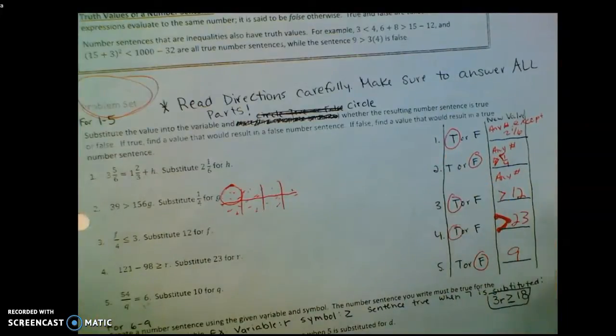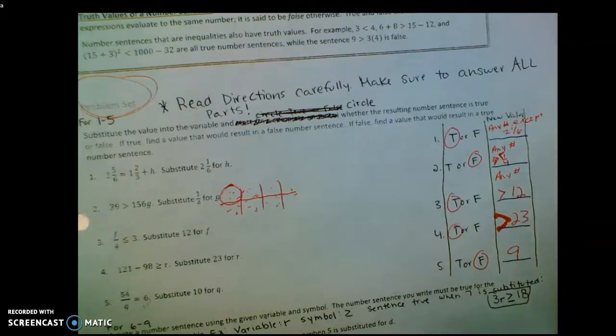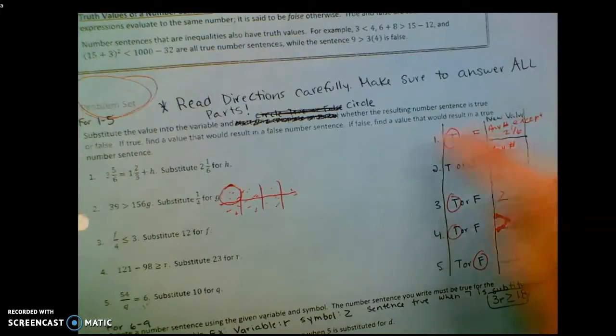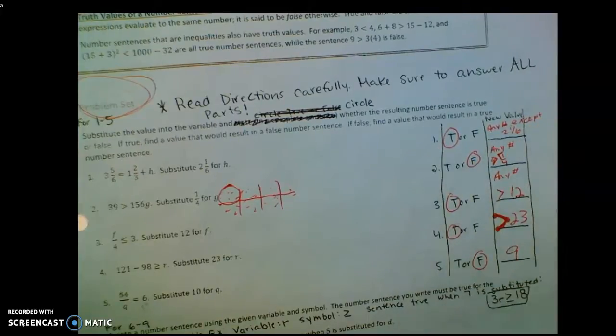So that would be true. To make it false, which was the other part of the directions, you could say any number except 2 1/6. So if you have anything besides 2 1/6, you get a point for this. Each of these are worth 2 points, plus 1 for this, plus 1 for this.